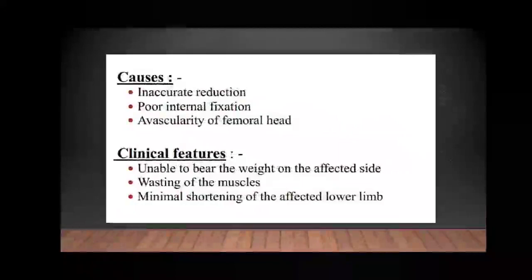In all these cases, it may lead to non-union, shortening, and then difficulty in bearing weight. So clinical features would include being unable to bear weight on the affected side. Because of this, there would be muscle wasting on the same side, and it might lead to some sort of shortening, minimal shortening of the affected lower limb.